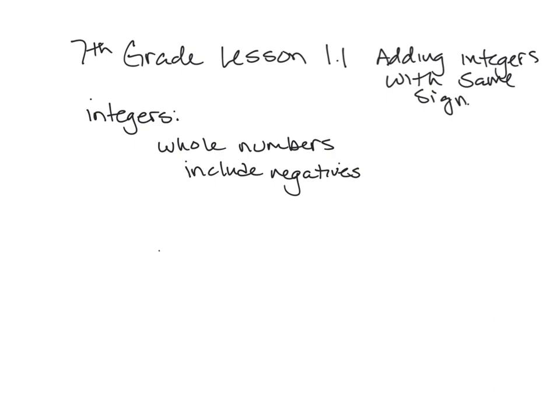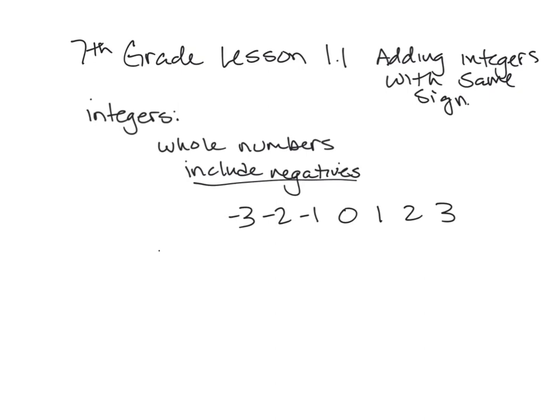So integers, just as a quick reminder, include the set of whole numbers like 0, 1, 2, 3, none of the in-betweens like fractions or decimals, just whole numbers. But what they add to the set of whole numbers is they include the negatives, -1, -2, -3. So we're just going to be dealing with positive and negative whole numbers again. And today we're going to learn how to add those two integers together.